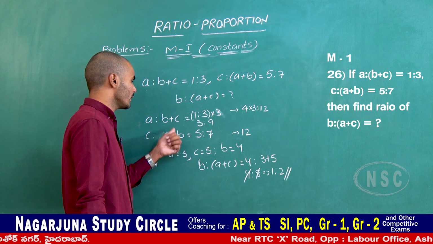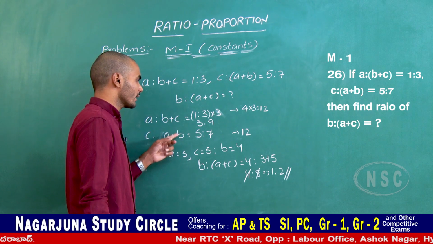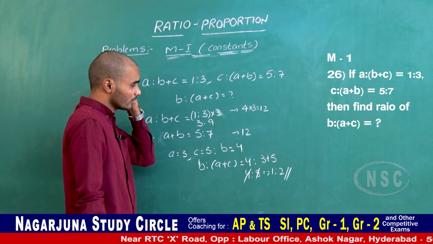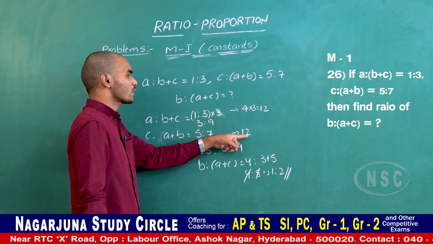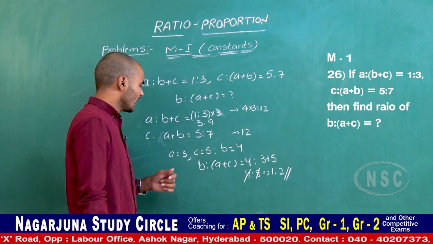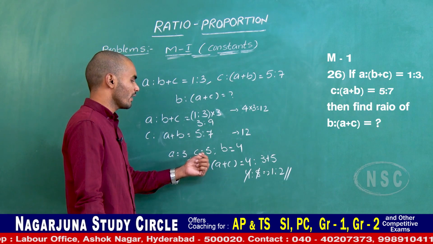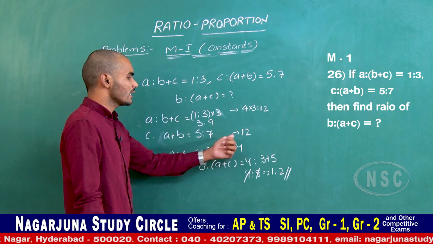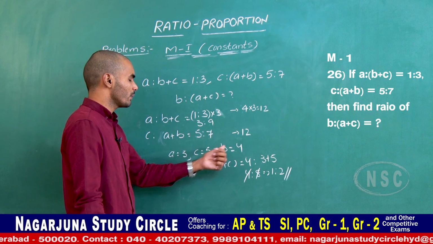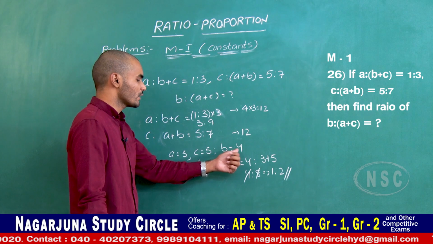But B is not an individual one, so we don't want to calculate in an equation manner. Just observe in normal thinking, just imagination. A, B, C sum is 12. A value is 3, C value is 5. Then B is 3, 5, total is 12. So 3, 5, 8 plus 4, 12. So B value is 4.